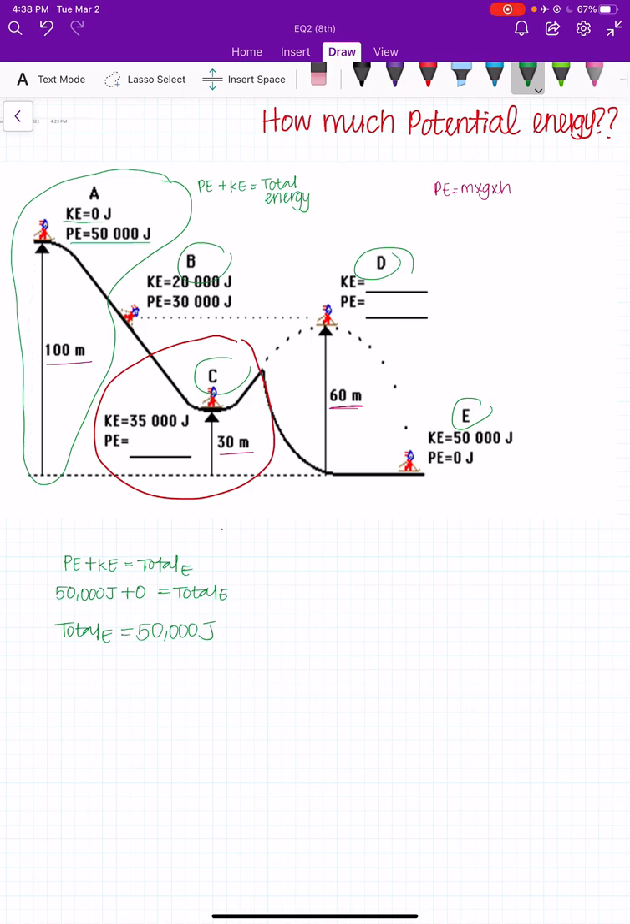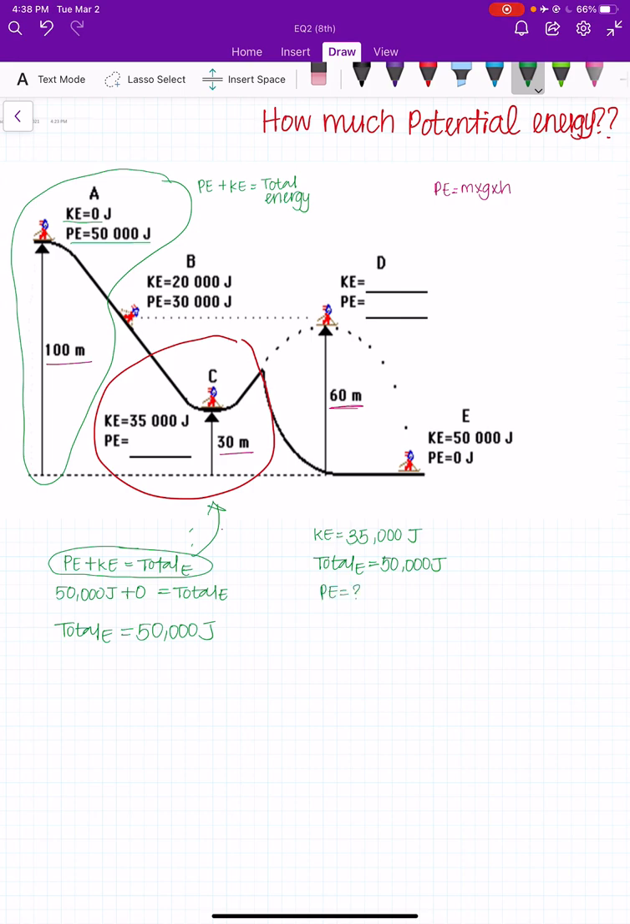So if we know that, and I'm going to erase these little green circles that I put here in excitement, if we know that total energy is always the same, then we can take this same formula and apply it to our question. So now I know I've got kinetic energy is 35,000 joules. I know my total energy is 50,000 joules. So now I have to figure out what my potential energy is.